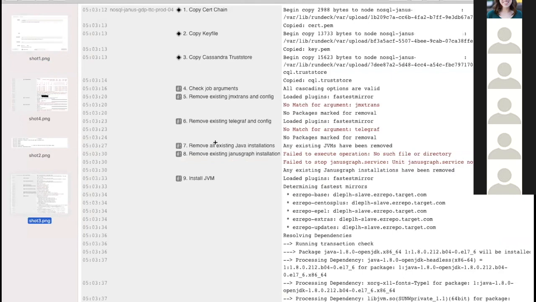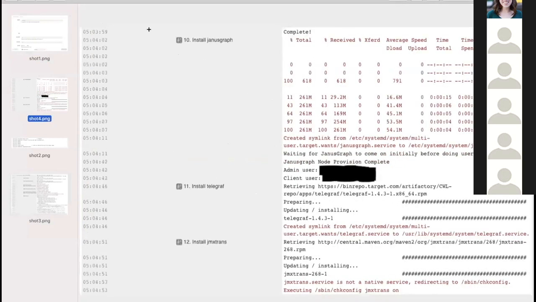So it runs through, installs the JVM. This is an idempotent job, so it will try to remove everything first to make sure that if you run it again on something that already has it, it doesn't just break. Then it moves on and installs the JVM, installs JanusGraph, installs Telegraf and JMX Trans, which you use for metrics. And that's it. At that point, it will try to do a restart of the system and some initial user modification. That was a little bit tricky for us because we had to start piping data around, but we made it work.